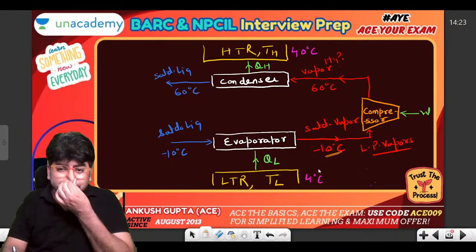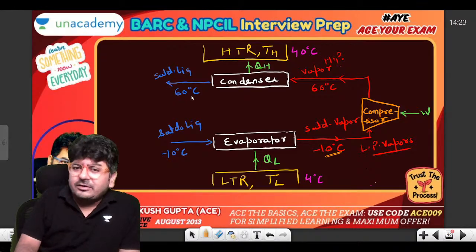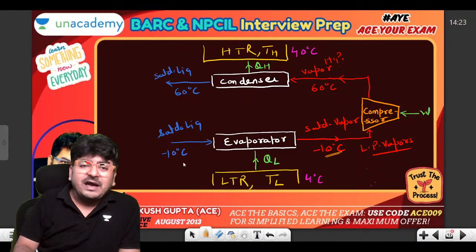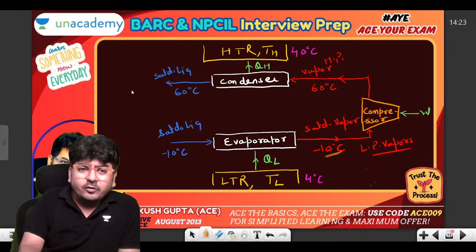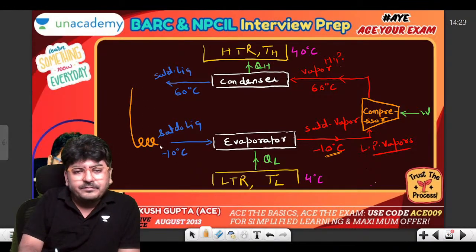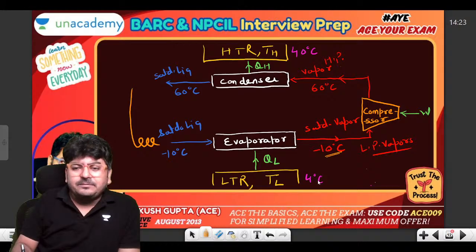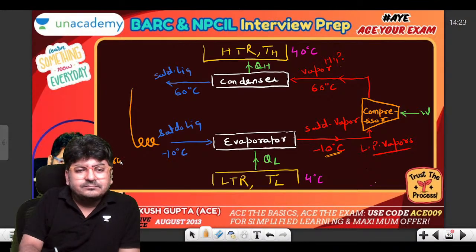And now this saturated liquid is at 60 degrees Celsius. I need to bring its temperature down to minus 10. So what do I need? I need to decrease the temperature. So I can use a throttling valve. A throttling process I will use.